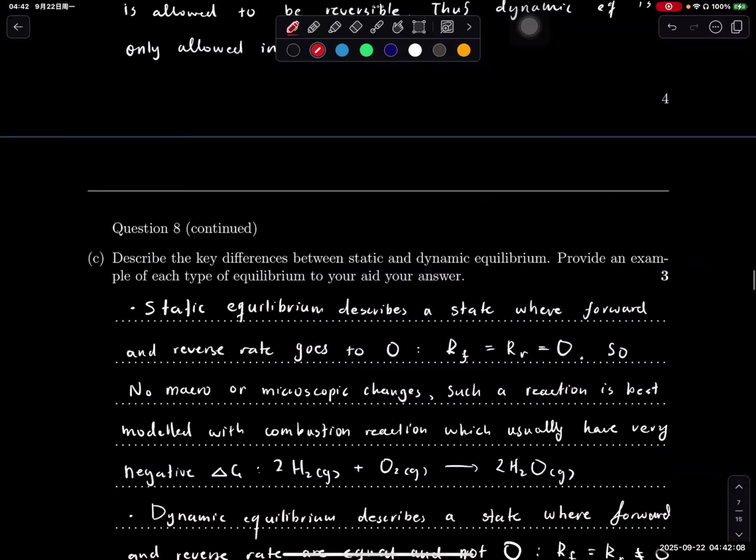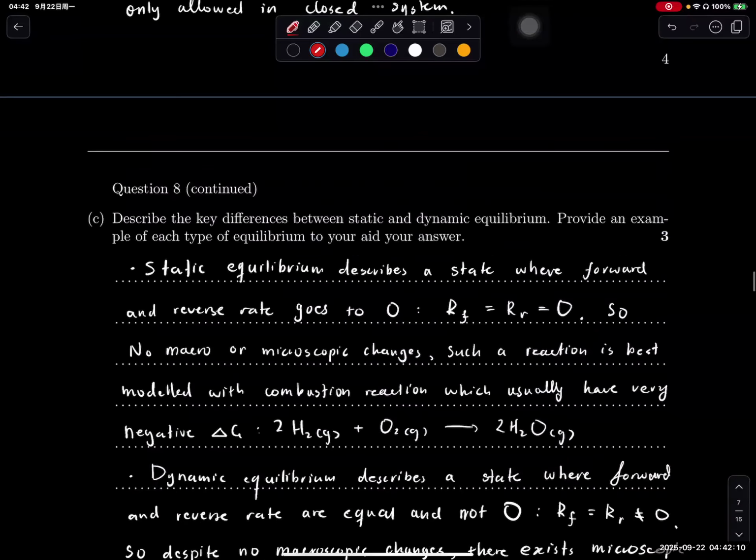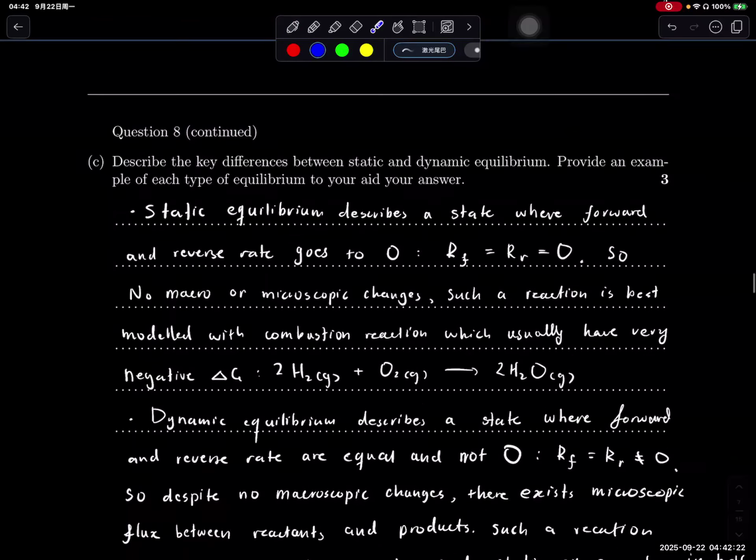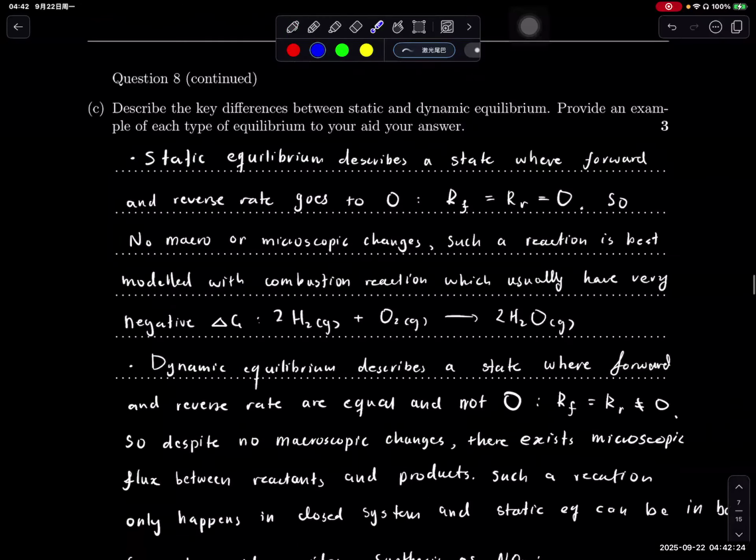Moving on, C says to describe a key difference between static and dynamic equilibrium. Provide an example of each equilibrium to aid your answer. I structured my answer as dot points, which was pretty obvious because the question asked about dynamic and static. So it would be very nice to split into two dot points, each explaining static and dynamic separately.